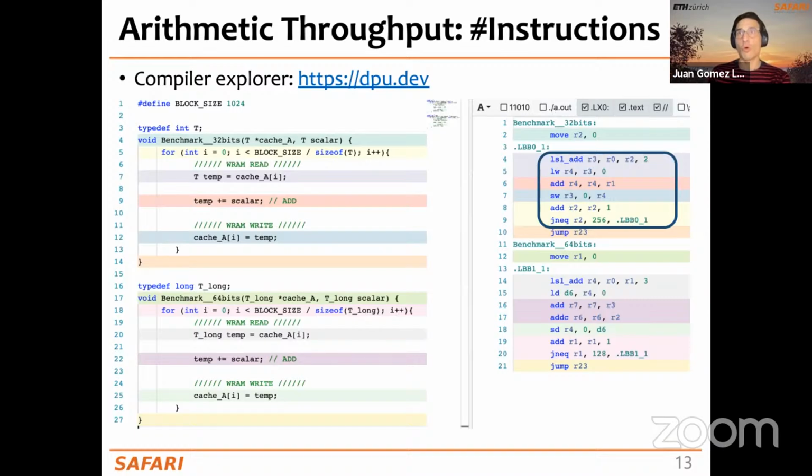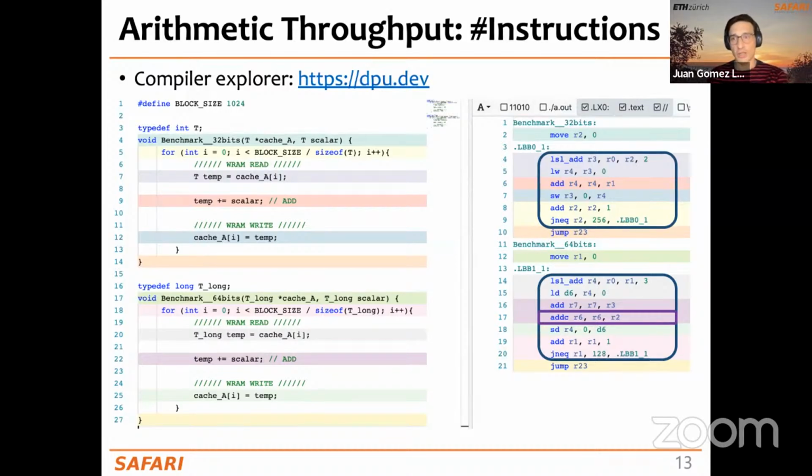This is the for loop for 32-bit integers, and this is the for loop for 64-bit integers. If we compare both, we see that the only difference is this addc instruction. Remember that the ISA of the DPU is a 32-bit ISA. However, the DPUs also support 64-bit operands, right?